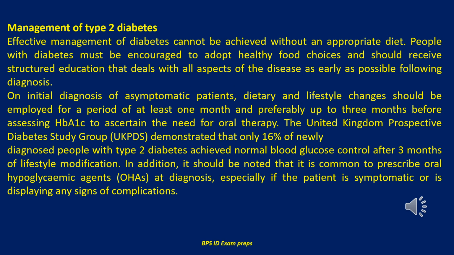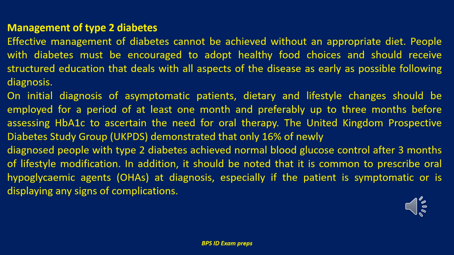We will now discuss the management of type 2 diabetes. Effective management of diabetes cannot be achieved without an appropriate diet. People with diabetes must be encouraged to adopt healthy food choices and should receive structured education that deals with all aspects of the disease as early as possible following diagnosis. On initial diagnosis of asymptomatic patients, dietary and lifestyle changes should be employed for a period of at least 1 month and preferably up to 3 months before assessing HbA1c to ascertain the need for oral therapy.